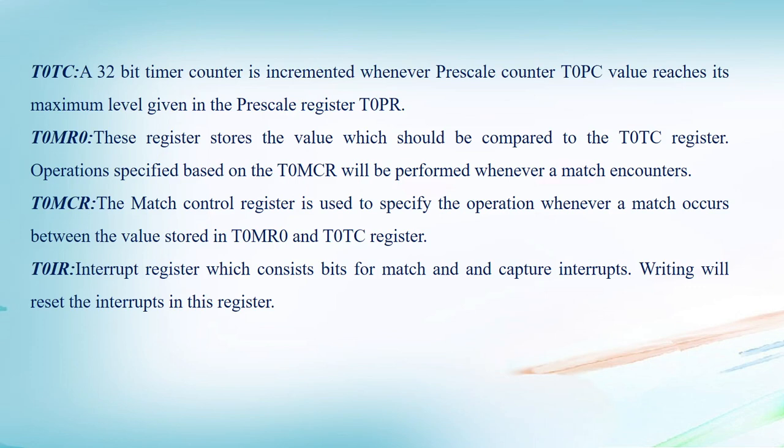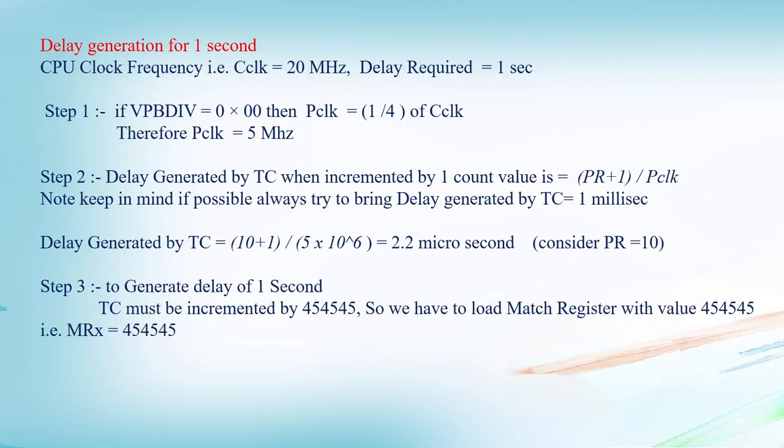T0MR0, this register stores the value which should be compared to the T0TC register. Operations specified based on the T0MCR register will be performed whenever a match occurs. T0MCR, the match control register. This register is used to specify the operation whenever a match occurs between the value stored in the MR0 and TC register. T0IR is an interrupt register which consists of bits for match and capture interrupts. Writing will reset the interrupts in this register.